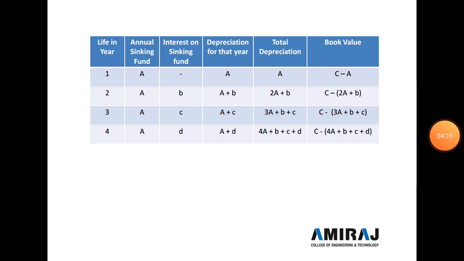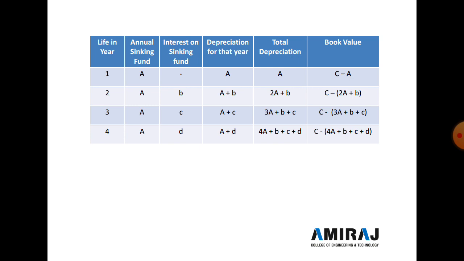Now see this table. In this table you can see life in years is given as 1, 2, 3, 4, and the annual sinking fund, capital A, is given. Interest on the sinking fund in the first year of life of any item is 0, and after that interest is included: b, c, d etc. Depreciation for that year is the sum of the annual sinking fund plus interest on the sinking fund, and total depreciation is the summation up to a particular year. Like in the first year, total depreciation is A, and in the second year total depreciation is A plus A plus b, so 2A plus b.